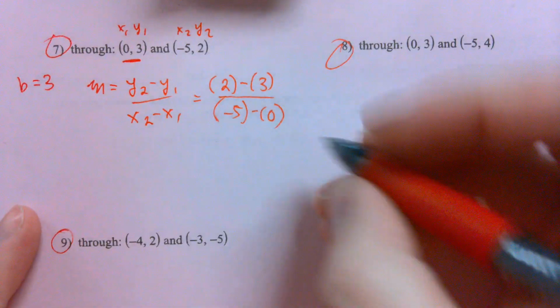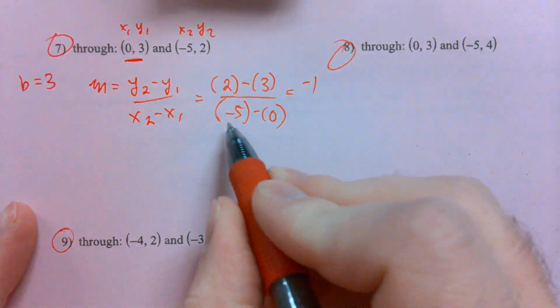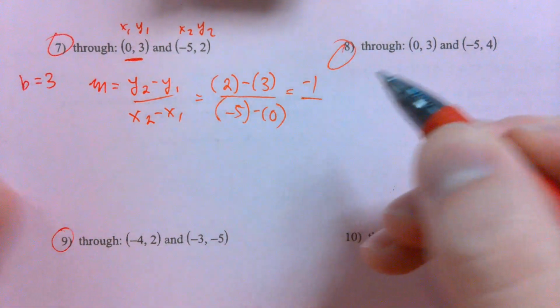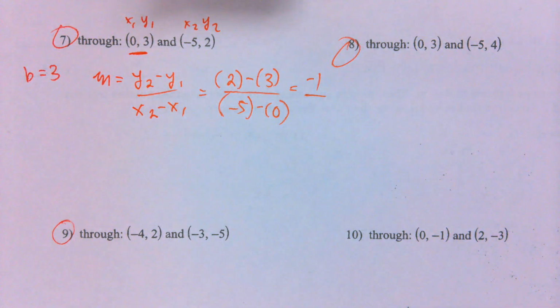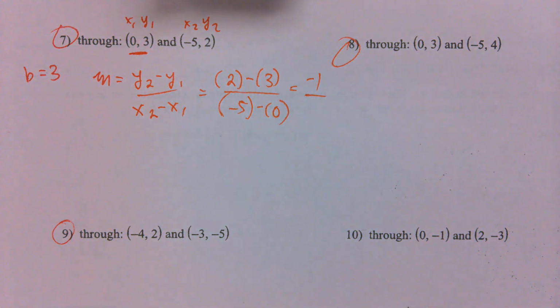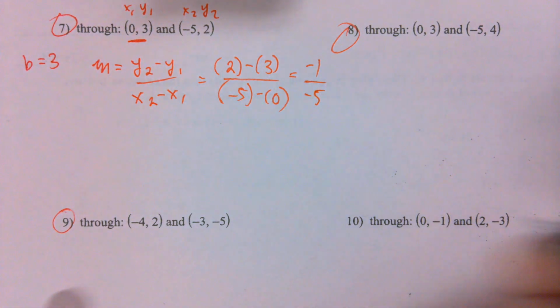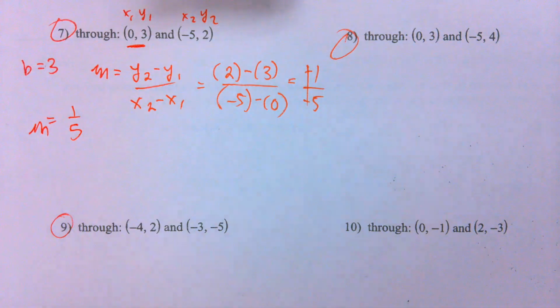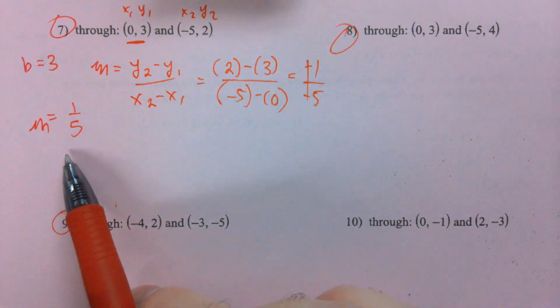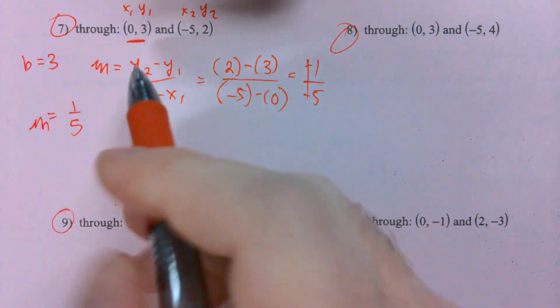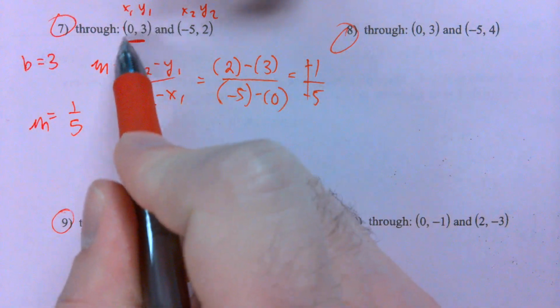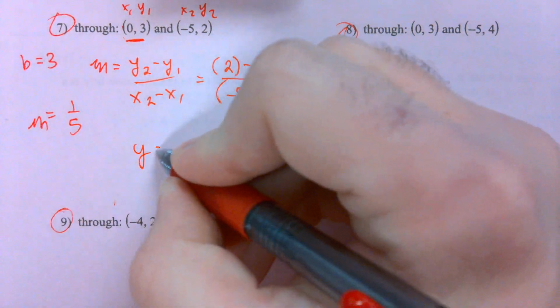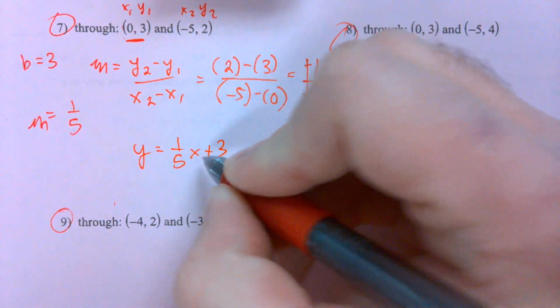So there's our setup. 2 minus 3 gives us negative 1. Negative 5 minus 0 just gives me negative 5. My negative signs cancel out, and we get a slope of 1 over 5. We've got our M. We already found our B just by recognizing, hey, a point where x is 0, that y value, that's my B. So we can write the equation y is equal to 1 over 5x plus 3.